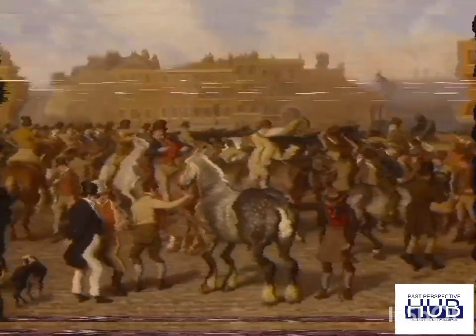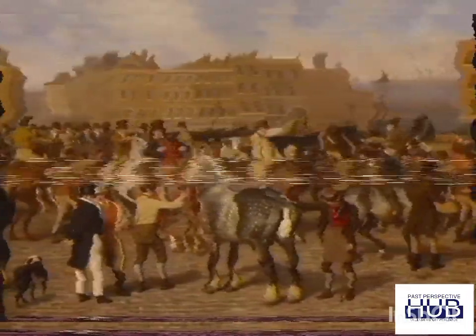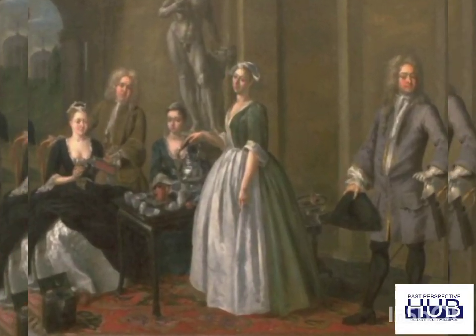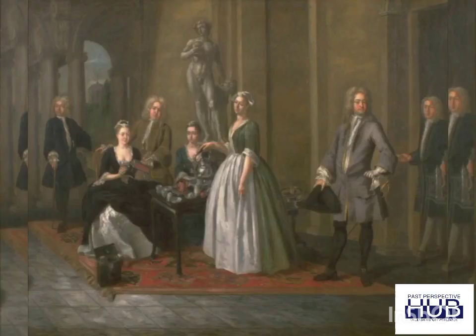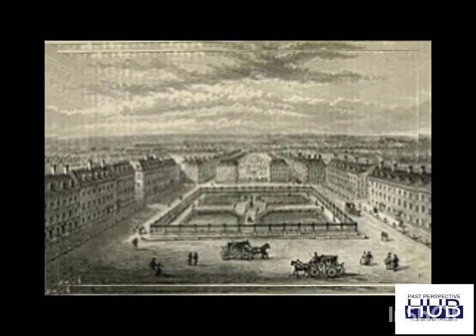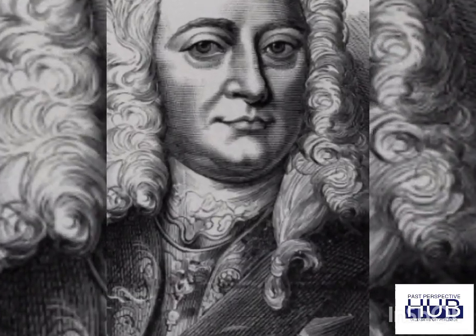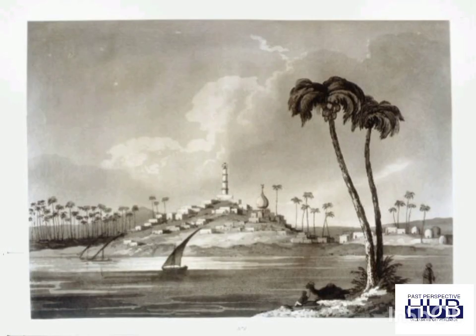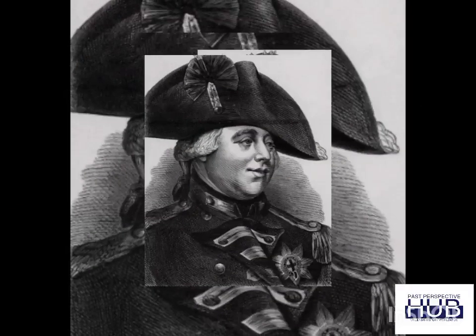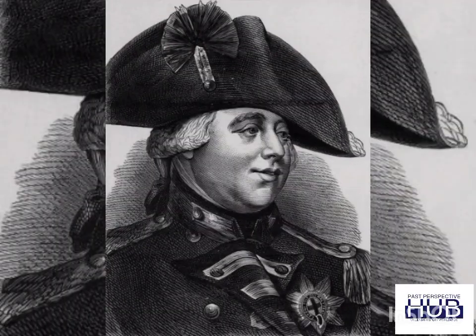4. Cultural influences. The Hanoverian period witnessed the flourishing of the Enlightenment, with cultural and intellectual transformations shaping British society. The Royal Society, founded during the Stuart era, continued to thrive, fostering scientific and intellectual pursuits.